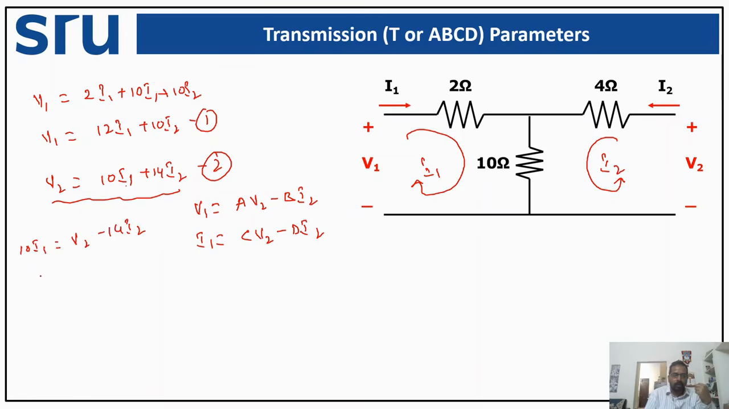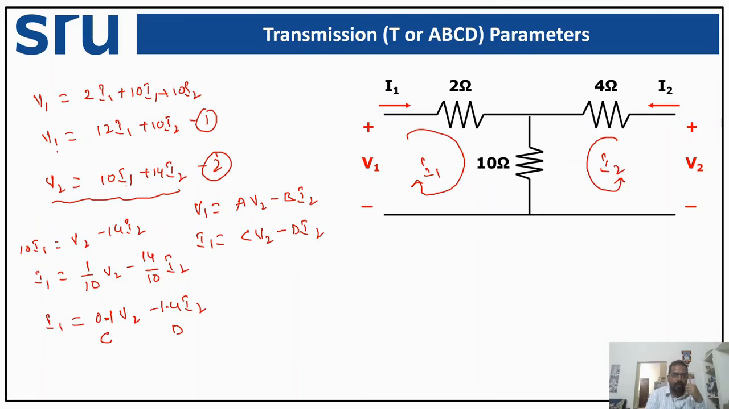If you divide by 10 on both sides, we get I1 equal to 1 by 10 V2 minus 14 by 10 I2, which is nothing but I1 is equal to 0.1 V2 and 1.4 I2. So this is my C parameter and this is my D parameter. Okay, and let us see here.